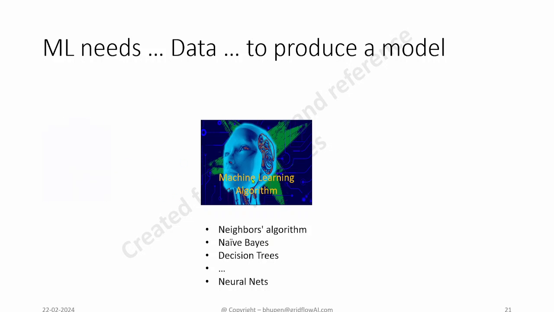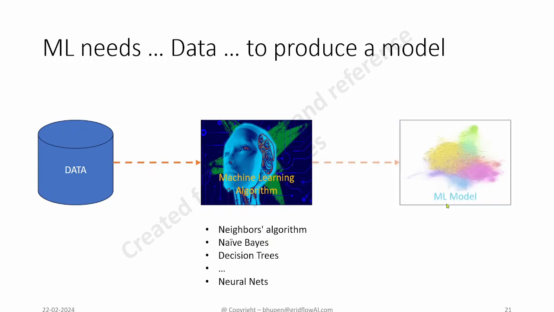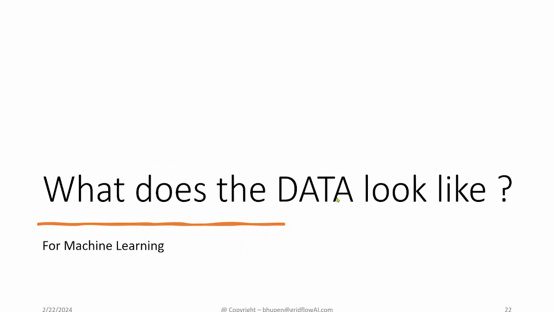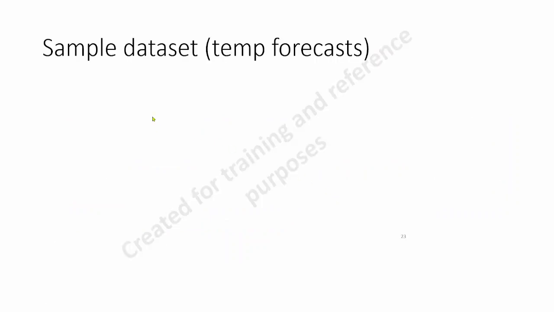So the machine learning models need data. We need to provide the data, and using the data, the model is going to learn what it is going to learn. That learning is called the model. So the machine learning algorithm actually learns in terms of a model. Let's understand both the parts, what is data and what is model. So what does the data actually look like? Let's talk about a sample data set.